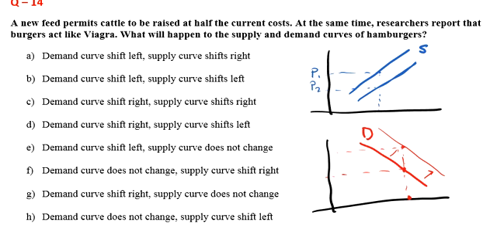Okay, the supply curve, here S1. When the price goes to half price, for the same quantity, there will be a shift to the right, so that is S2. The supply curve shifts to the right, and the demand curve also shifts to the right. Part C.